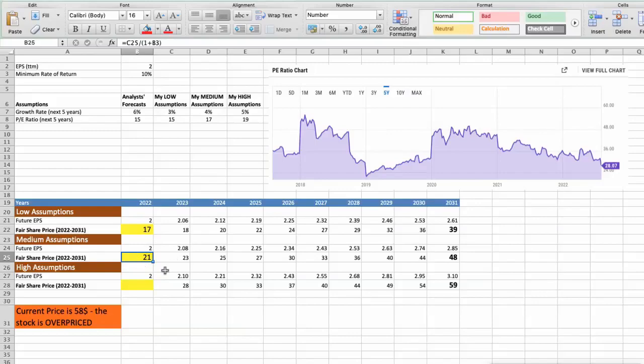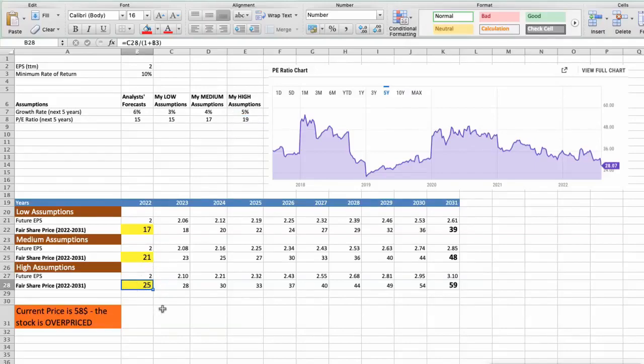Third scenario. Baxter International will have high performance in next 5 years, and we will use the following parameters in our calculation. Future growth rate would be high, 5%. Future PE would be high, 19. In this case, the fair value of the stock today would be $25.